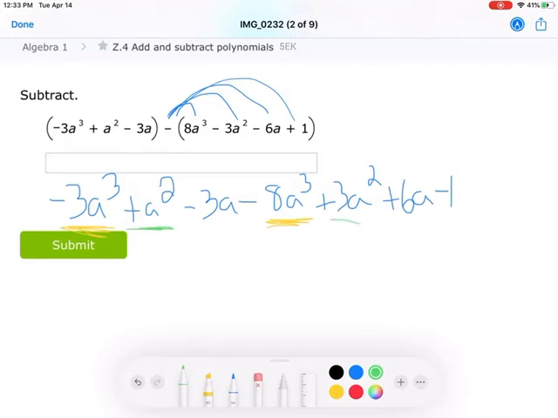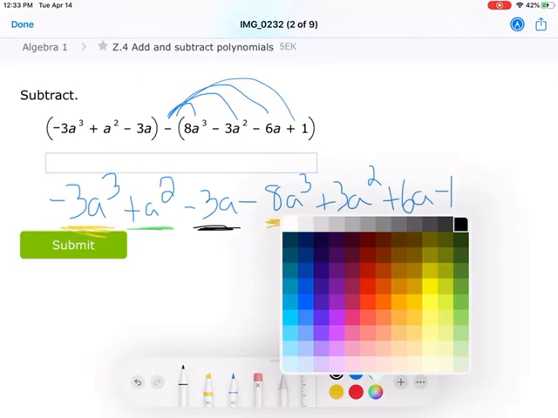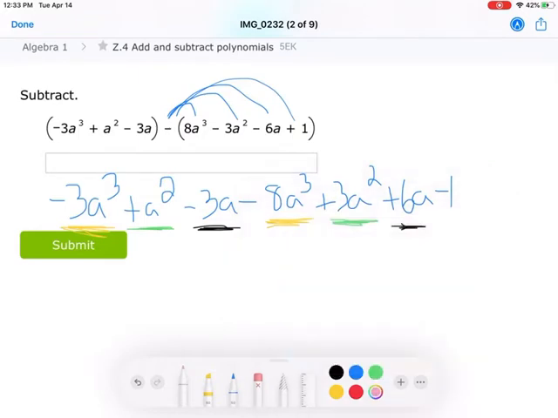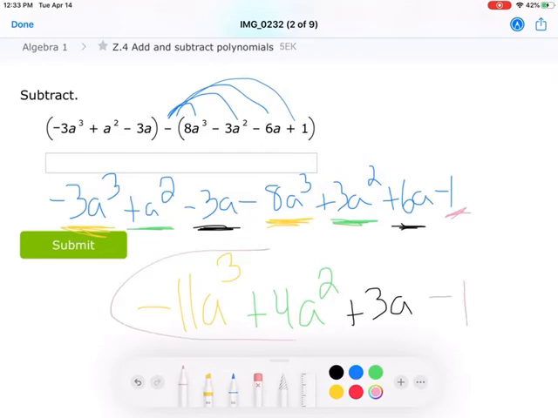A squared and a positive 3a squared. There we go. I'll go black for the other one. Negative 3a and a positive 6a. And then we got that minus 1 in the end over there. So we'll just go pink or something. So you should get the same answers. Negative 11a cubed, just like before. We had a positive 4a squared. Then we had a positive 3a. Again, you're combining like terms. And then that minus 1 in the end. Like that. And that's your answer.